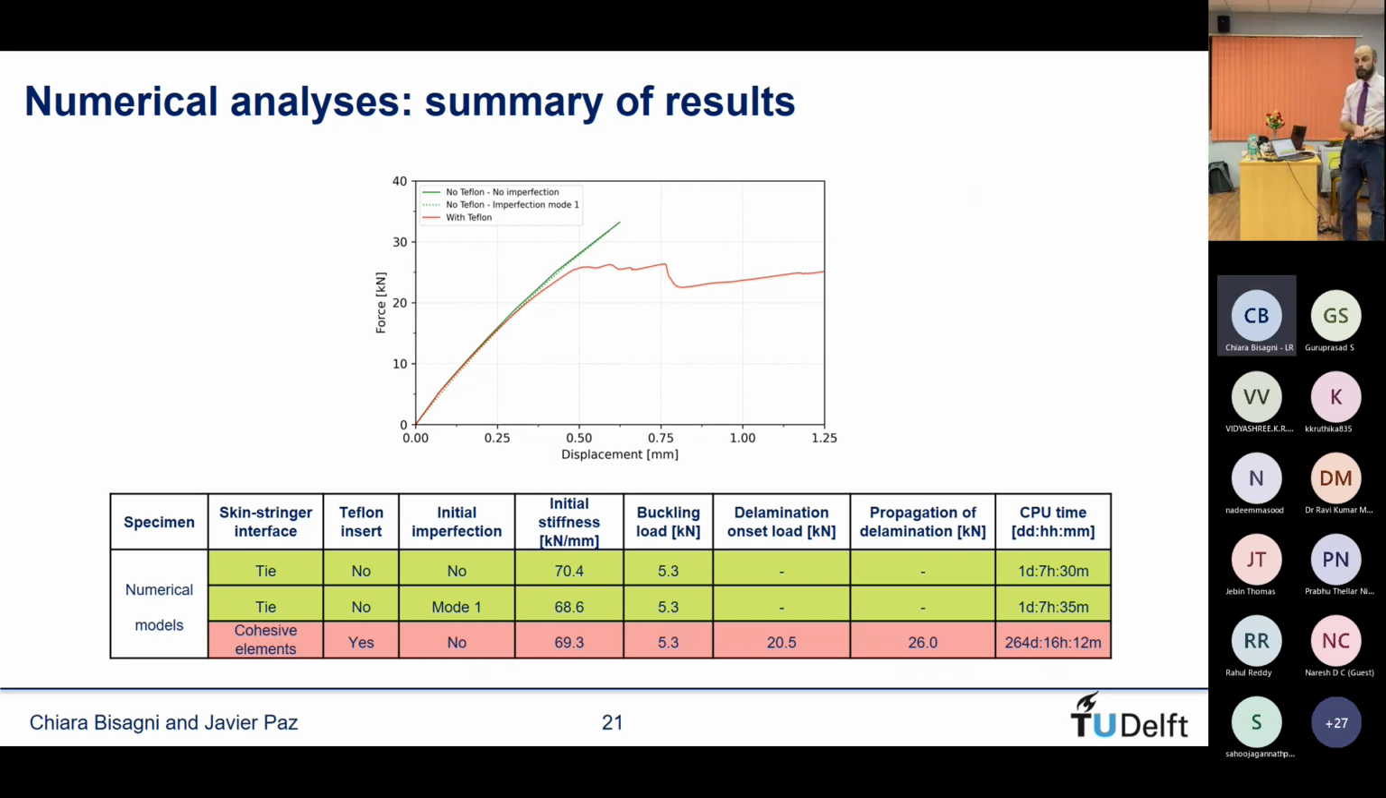Now, this is a comparison of the numerical results. The green curves are the ones that we took from the initial model, with different cohesive elements, and these are from the other model that I'm showing. So stiffness values are very close together. Buckling load is slightly over 5 kilonewtons, but we see that even when we had an initial delamination, it did not begin propagating until 20 kilonewtons, which is almost 4 times the buckling load that the panel would normally be designed for.